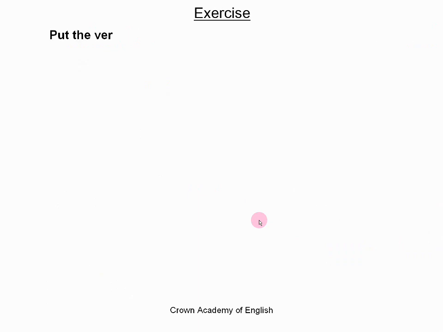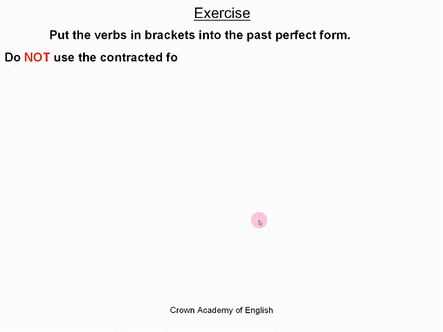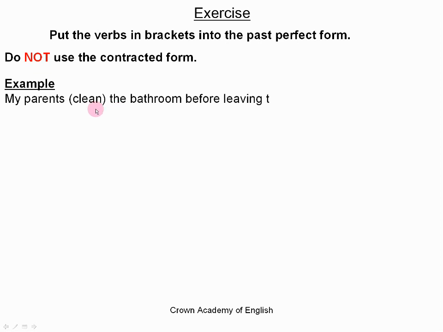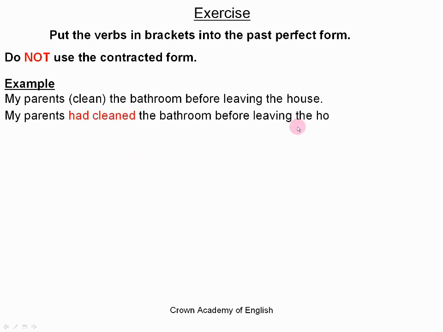Exercise. Put the verbs in brackets into the past perfect form. And do not use the contracted form. Example: my parents clean the bathroom before leaving the house. So I would like you to put this verb into the past perfect form. Well, the answer is, my parents had cleaned the bathroom before leaving the house.